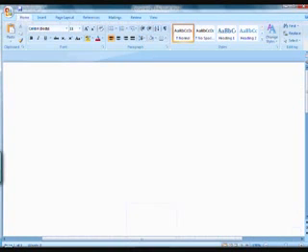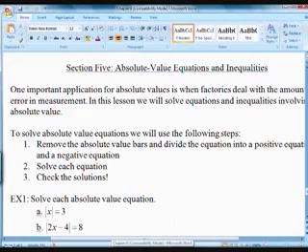Lesson, and again, I really need y'all to pay close attention today because this is pretty tough stuff. Section 5, absolute value equations and inequalities.